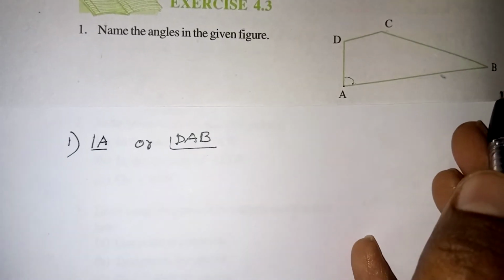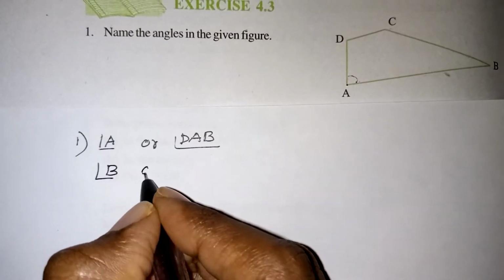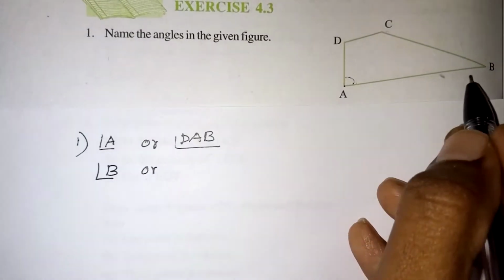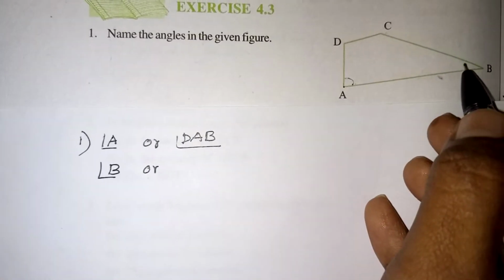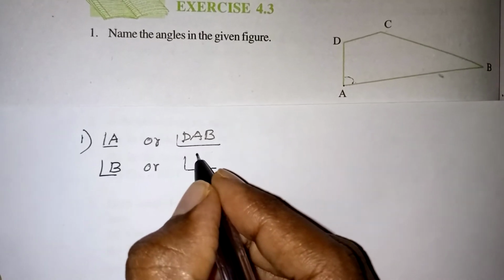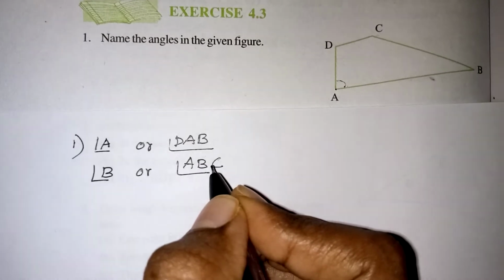Now the second angle, angle B. Angle B can be written as: the line is coming from A, going to B and passing through C. That is the angle of B actually. So we can write ABC. The B should come in the middle, then only it will be representing angle B.